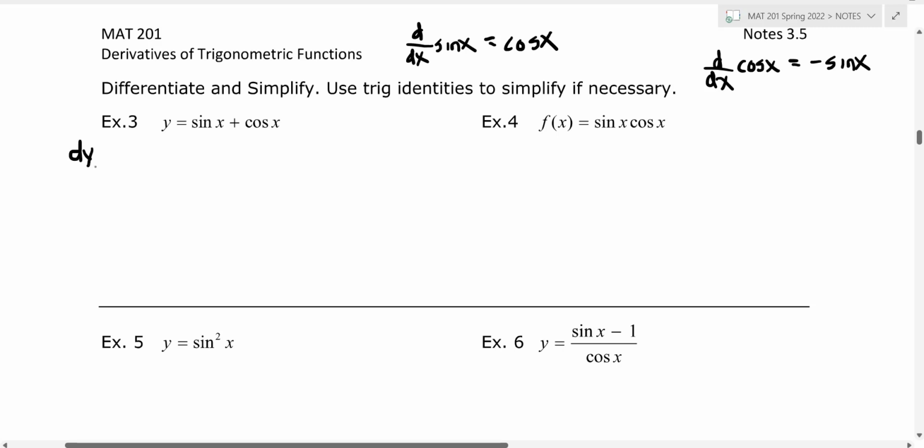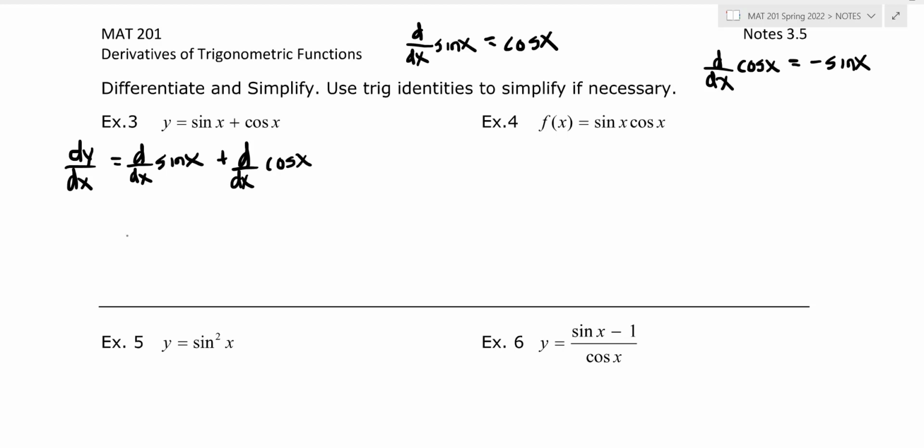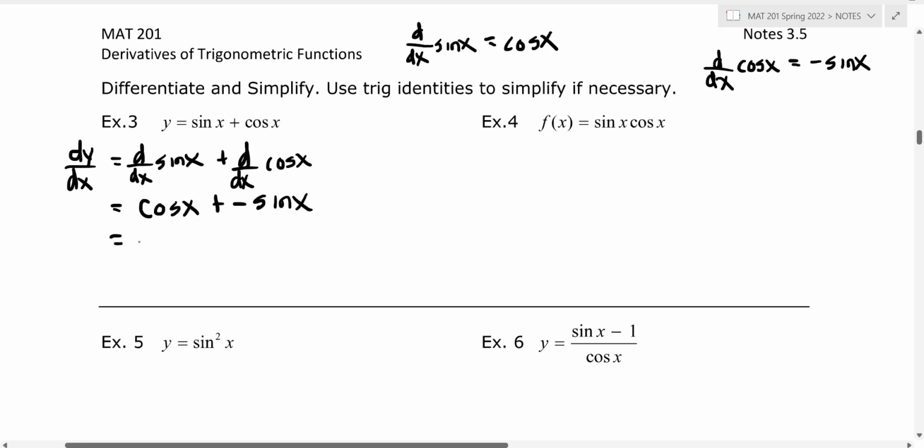So if we do dy over dx on this one, we're just doing the derivative of the sine x plus the derivative of the cosine x. Now, you don't have to write that step. I'm just emphasizing that the derivative of a sum is the sum of the derivatives. So now what we would get is the derivative of sine x is cosine x. The derivative of cosine x is negative sine x. So this derivative would be cosine x minus sine x. And again, that one is one that you could easily do in your head.